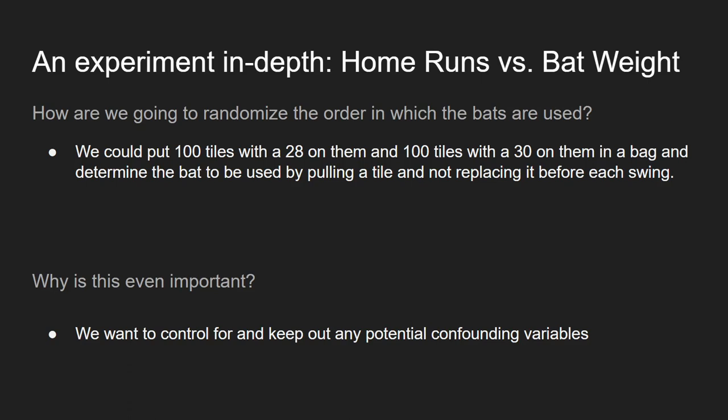All right. So we want to make sure that we are randomizing the individuals in this trial. Since there's only one person swinging the bat, the individuals are each swing. We want to make sure that those swings either get put into the 28-ounce category, or the 30-ounce category, completely and totally randomly. All right.